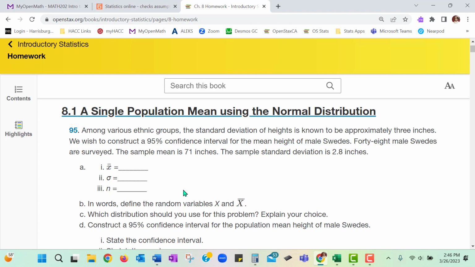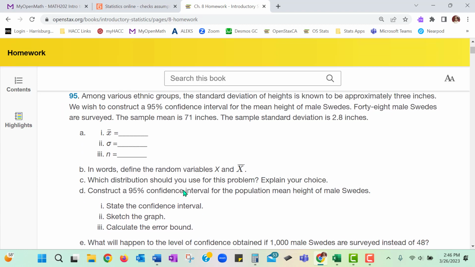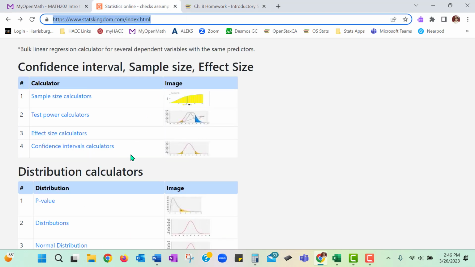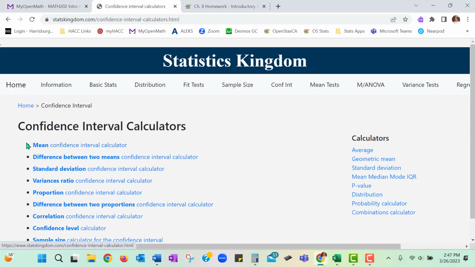Okay, so construct a 95% confidence interval for the population mean height of male Swedes. And so we'll just state the confidence interval, but we'll see that Statistics Kingdom will show us the graph and all that fun stuff. If you go to the homepage, statskingdom.com, you can scroll down until you see confidence interval calculators, and mean is what we're estimating.